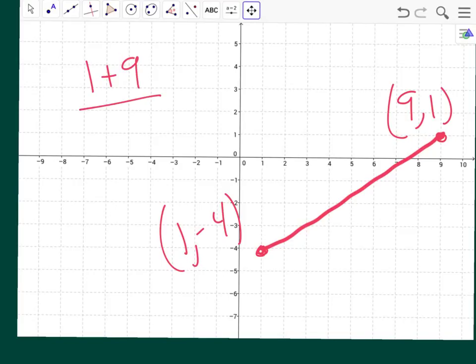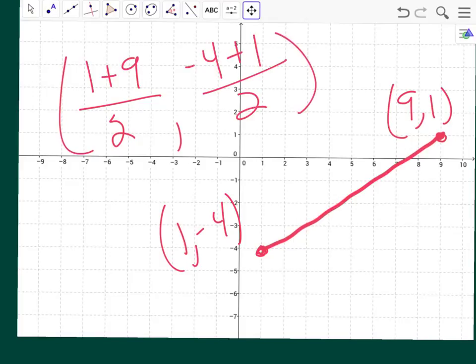And then we want to find the average, so I have to cut it in half. Same thing with the y values. Take the negative 4 and add it to the 1, so this would be negative 4 plus 1. If you have 1 plus 9, that is 10, and then 10 divided by 2 would be 5. So that's your x value of the midpoint. And then negative 4 plus 1 is negative 3, so that would be negative 3 over 2. So that would be your other coordinate.